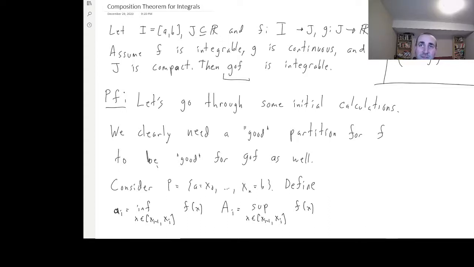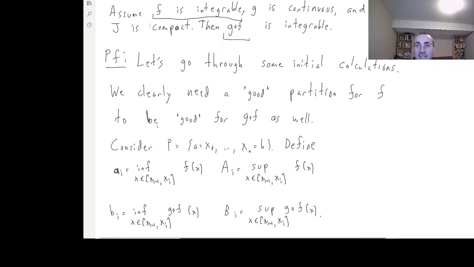And if we look at our assumptions, well, we have a lot of assumptions, but the only one that tells us anything at all about a partition is that f itself is integrable. And so we know the only possible route for the proof is to take a partition that's good for f and check that it's going to be good for g composed with f as well. So we're just going to do that and start seeing how good a partition is for g composed with f in terms of how good it is for f itself.